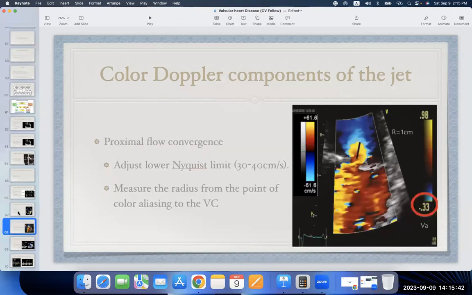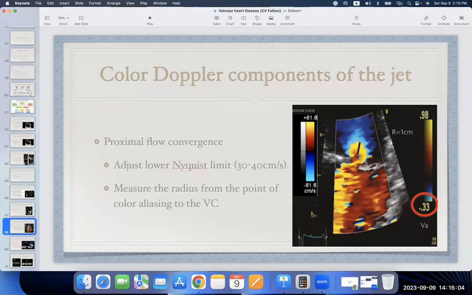Here, the proximal flow convergence. We usually use this to calculate the PISA, to calculate the effective regurgitation orifice. But before you do that, you can measure just the radius here. And if it's 1 centimeter or more, you can say that this is one of the criteria of severe. And if you have 4 or more criteria, then you don't need to do the quantitative.